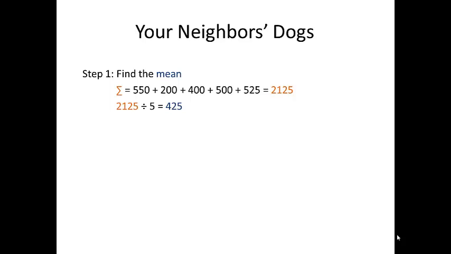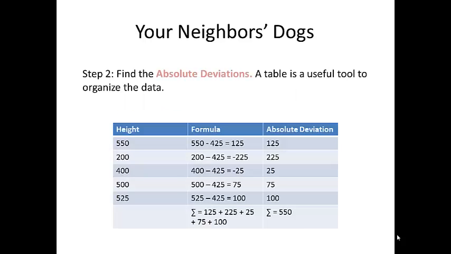Now let's look at your neighbor's dogs. First, we find the mean height. We do this by adding up all the heights and then dividing by the total number of heights, which is 5. The mean height of your neighbor's dogs is 425. Next, we find the absolute deviations. Again, a table is a really useful tool to help organize the data. Note that in this table, I have also calculated the sigma, since I know we will need this in our next step.